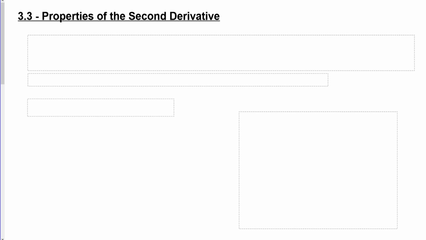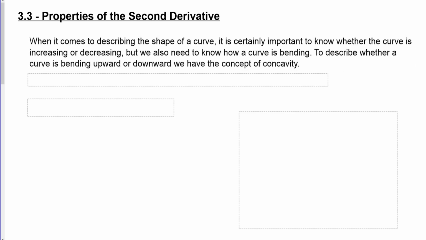In this lesson, we're going to explore some properties of the second derivative. When it comes to describing the shape of a curve, it's certainly important to know whether the curve is increasing or decreasing, but we also need to know how a curve is bending. To describe whether a curve is bending upward or downward, we have the concept of concavity.